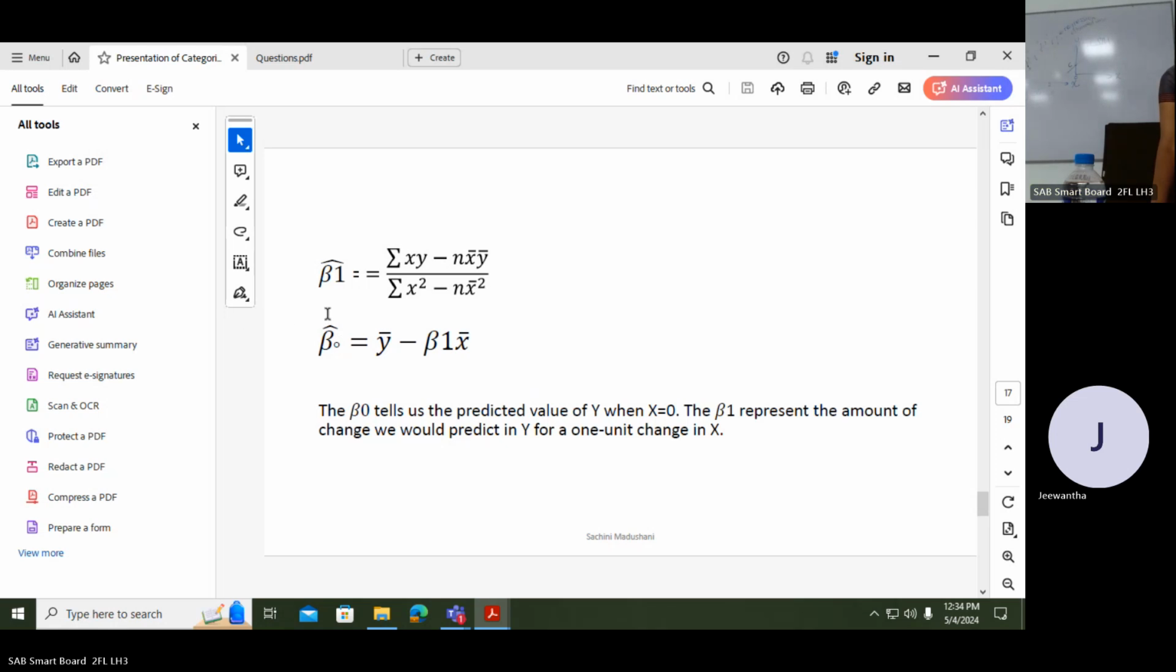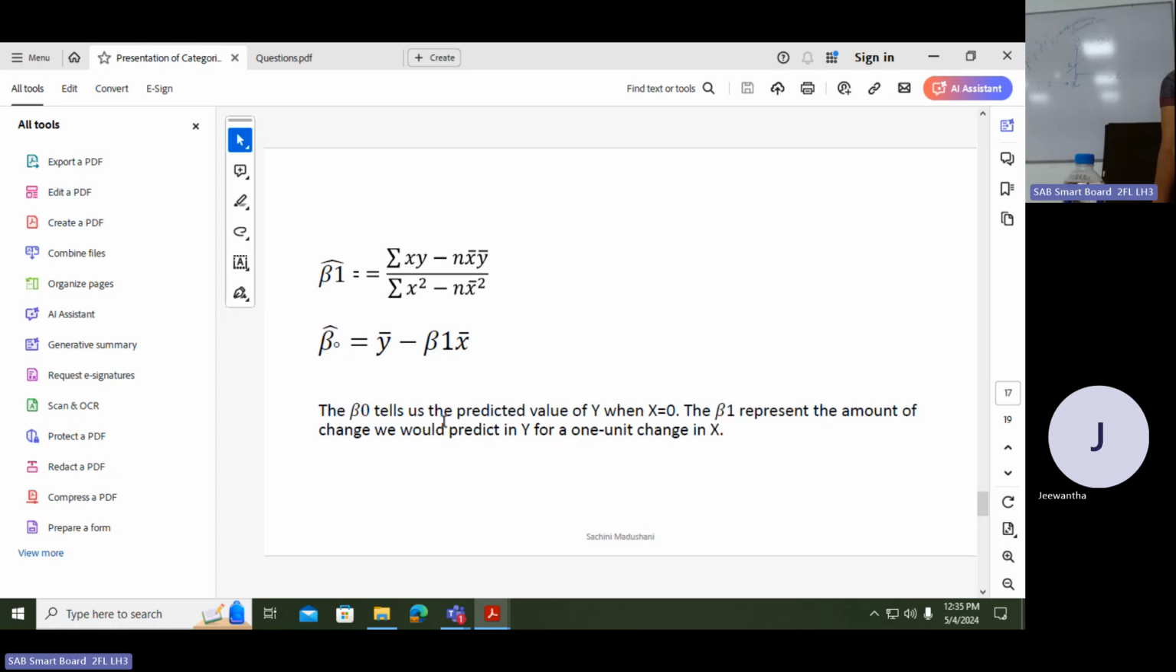First we should find beta 1, and after that we will find beta naught. Why? Because when we find beta naught, we need the value of beta 1. Understood? How to do that? Beta naught equals y bar minus beta 1 x bar. It's clear?